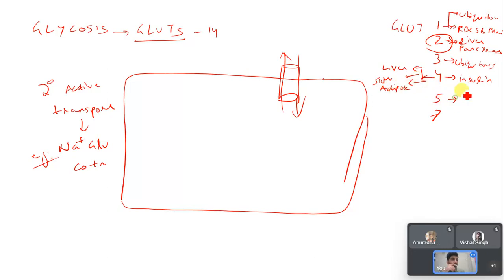And GLUT5 is basically present on our what? It's on the sperm and testis as well. The specialty of GLUT5 is that it transports not glucose, it transports fructose. And then GLUT7 is present on the endoplasmic reticulum. This is involved in gluconeogenesis.